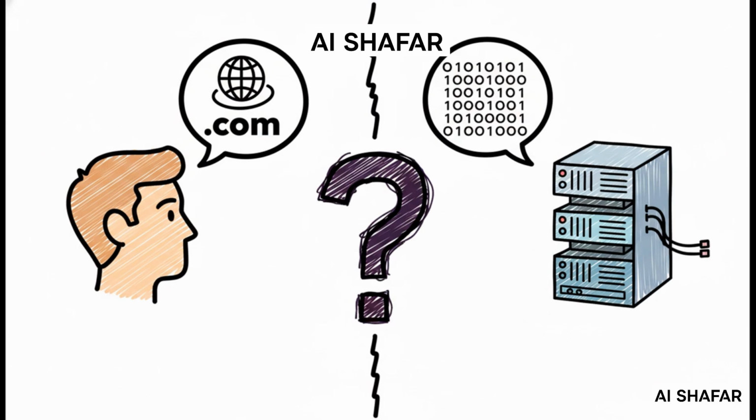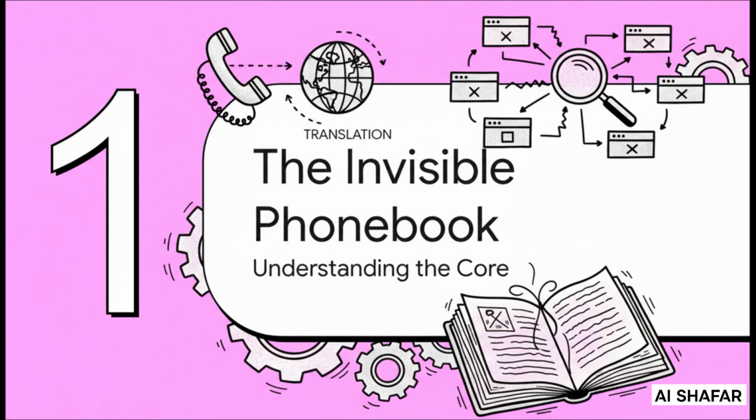Okay, so let's get right into it. On one side, you have something that makes sense to us, a simple name like google.com, but on the other side, you have what computers understand, this long string of numbers called an IP address. They're basically speaking two completely different languages. So how on earth do they talk to each other? Well, they do it through a translator, a system that's often called the Internet's invisible phone book.